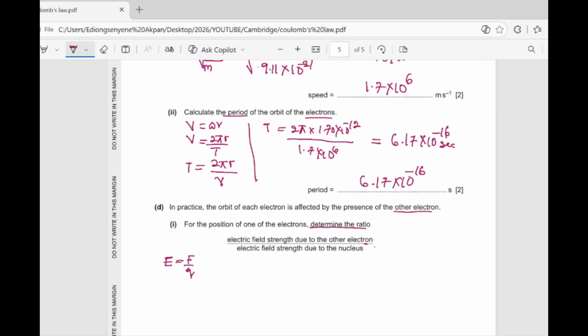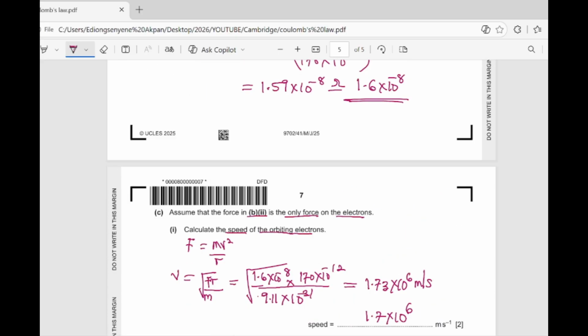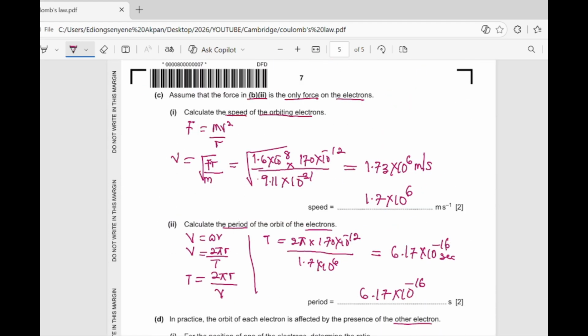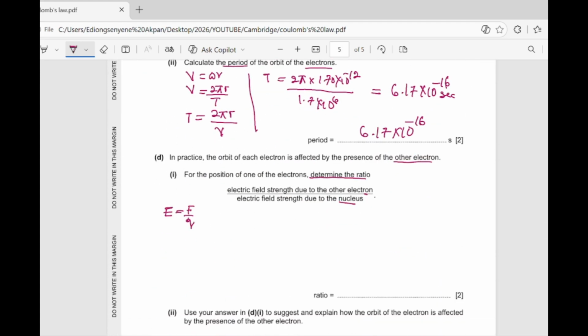Before we now look at electric field due to the nucleus. Electric field due to the nucleus, that one will be from this point to this point. The distance will be 170 pm. Let's quickly do that. For each of the electrons, we will have force over charge, meaning the force will be Q1 Q2 over 4 pi, let's use k, the radius here will be 2 of 170 times 10 raised to the power of minus 12, squared.